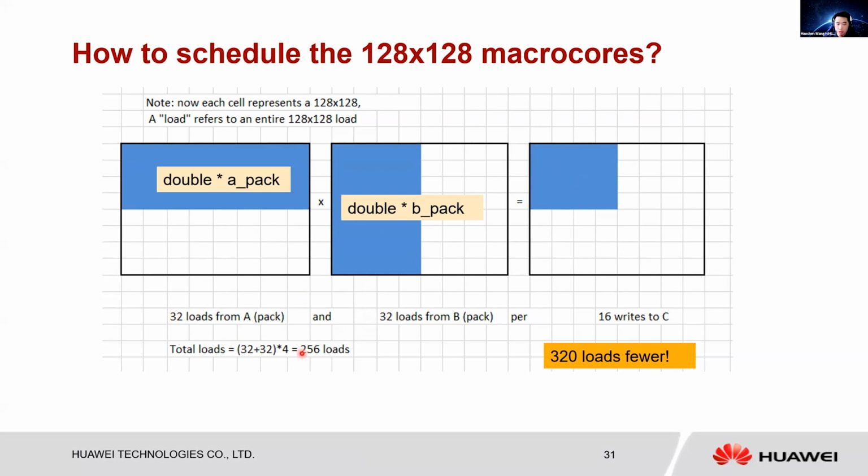That tallies up to only 256 loads, which brings us to a tally of 320 fewer loads. So tiling can save us a lot of loads as well. So this is how we should go about this problem.